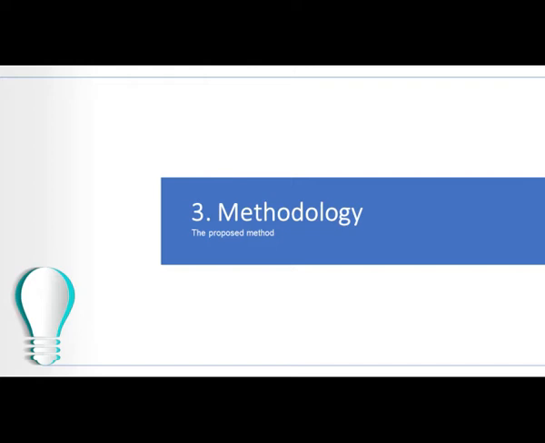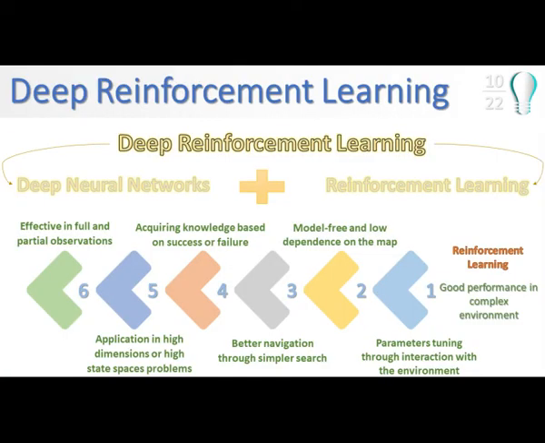After knowing the problem and the other solutions that have been introduced, we're going to talk about the methodology of the proposed method. Deep reinforcement learning, or DRL, is a combination of DNN, deep neural networks, and reinforcement learning.